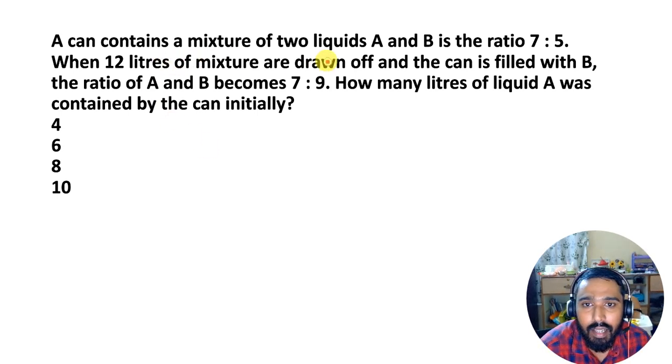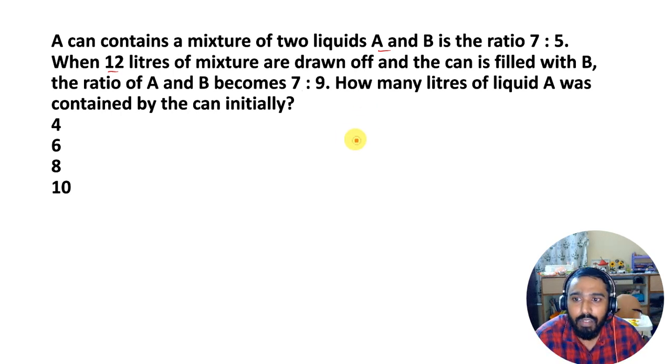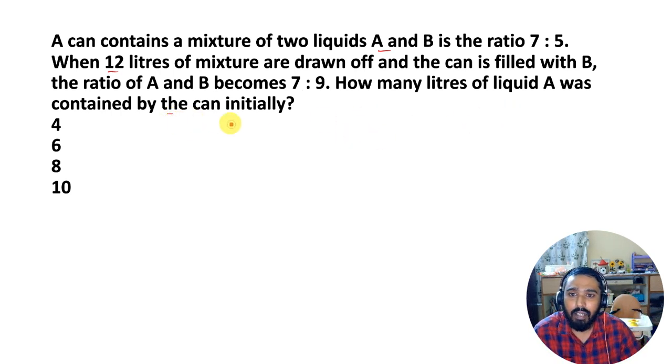A can contains a mixture of 2 liquids A and B in the ratio 7:5, and 12 liters of mixture are drawn off and the can is filled with B. The ratio of A and B becomes 7:9. How many liters of liquid A was contained by the can initially?